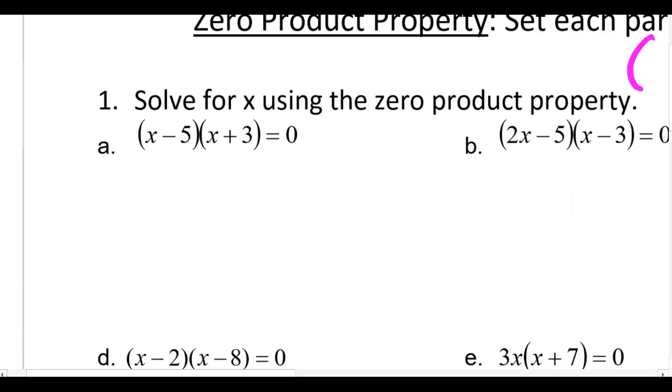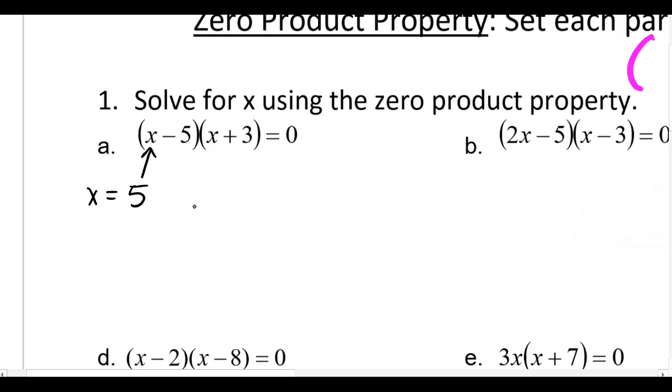Now, once you have that, you're going to look at each parenthesis and say, what is going to make this parenthesis equal to 0? What will make this whole thing true? Because if I can make this equal 0, then that will equal this 0, and that will make this equation true. So what do I plug in here to make this equal 0? Well, the answer would be 5, because 5 minus 5 is 0. And that is my first solution.